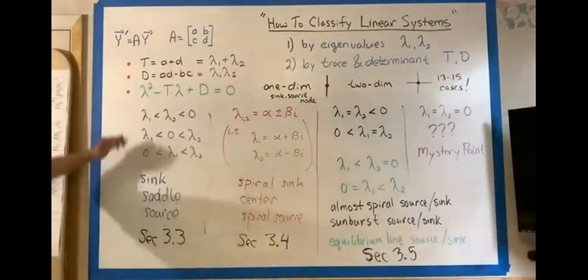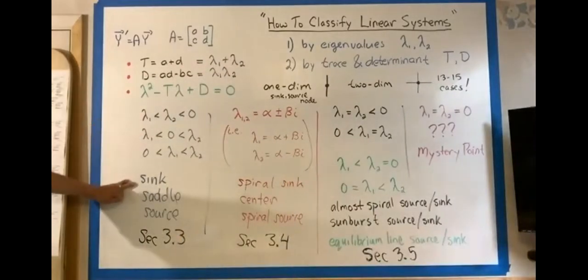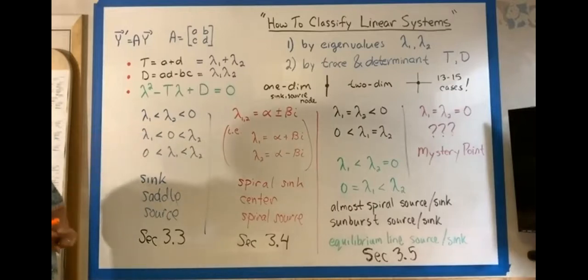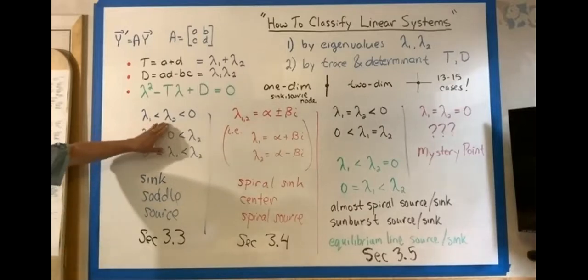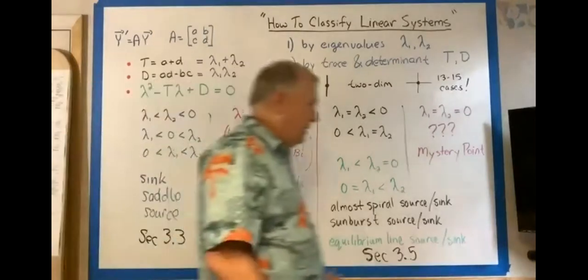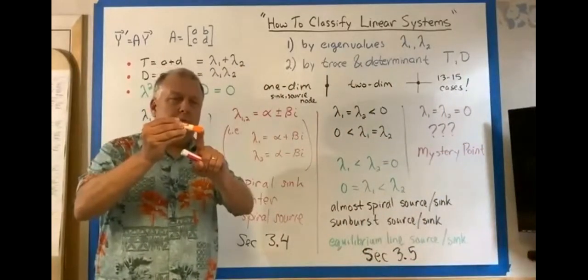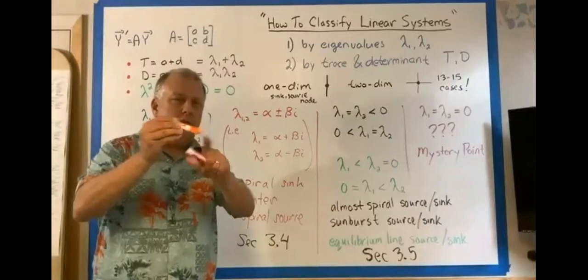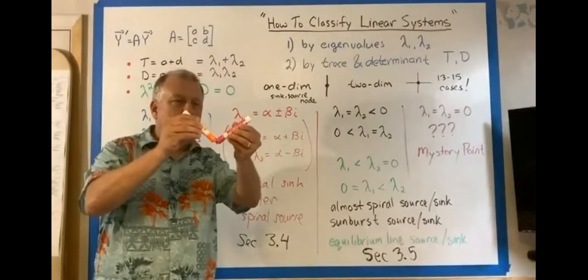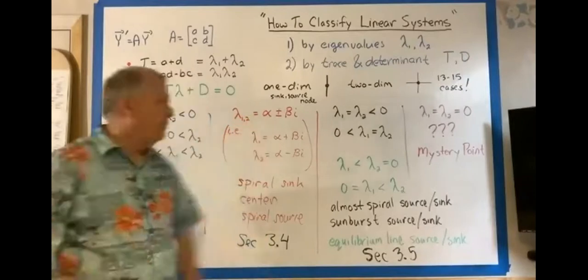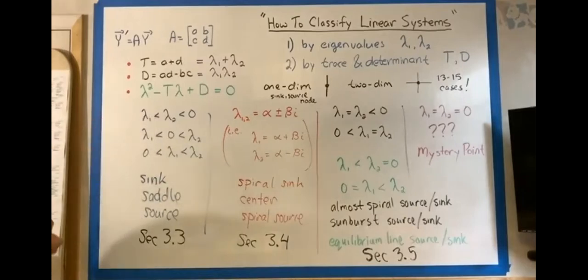So let's look at these cases. Sink, source, saddle. Do you realize that all these cases are very definite instructions? See, two negative eigenvalues means two streams of decay. Let me get two colored pens. Two streams, let's say this is the point end of the vector, the arrow end. I've got two streams of decay. Everything is being sucked into the origin. That's the sink.